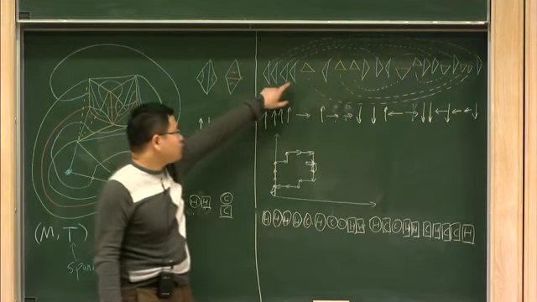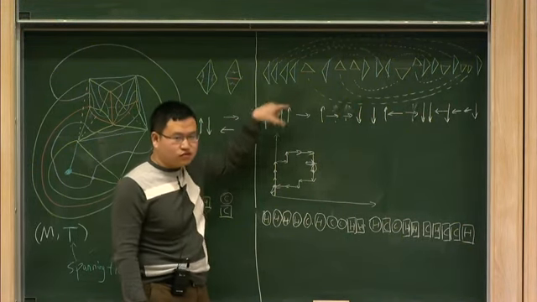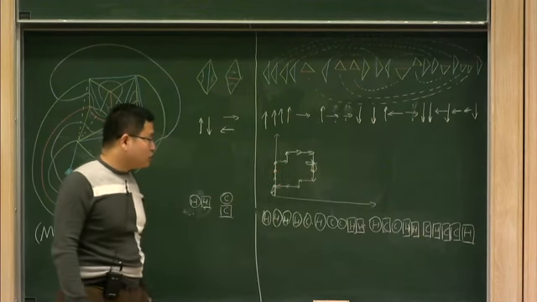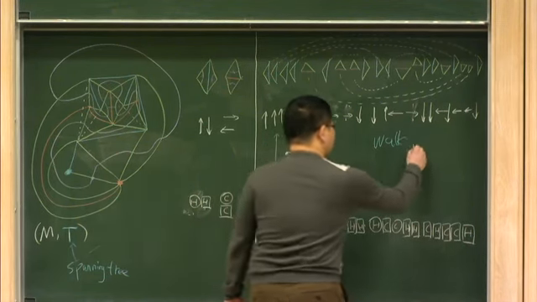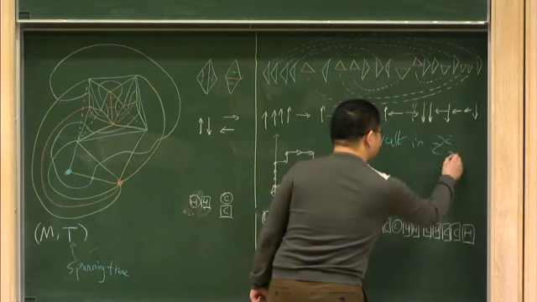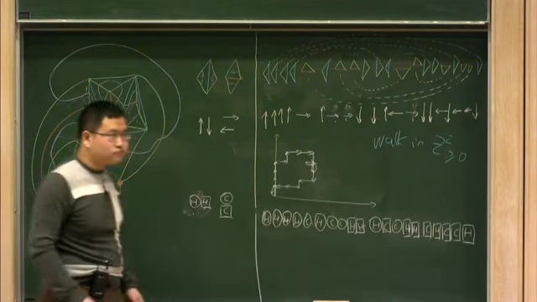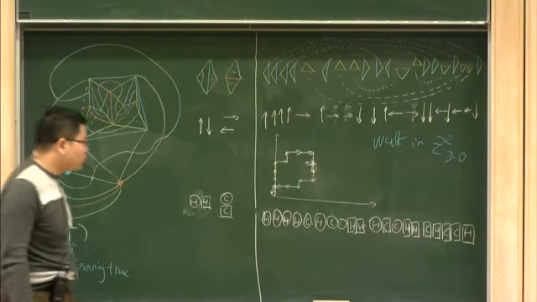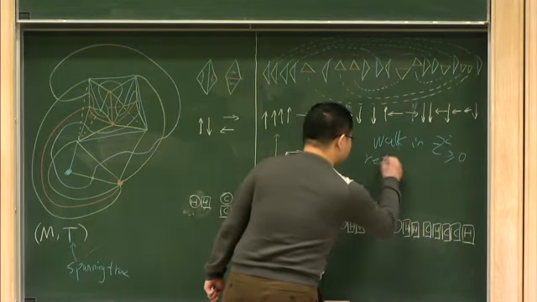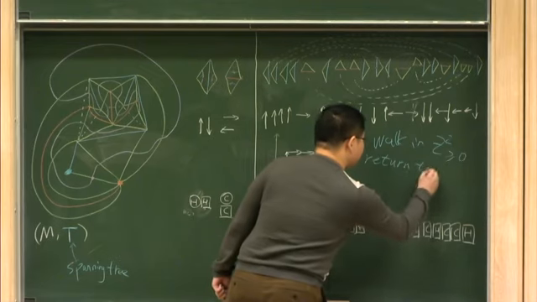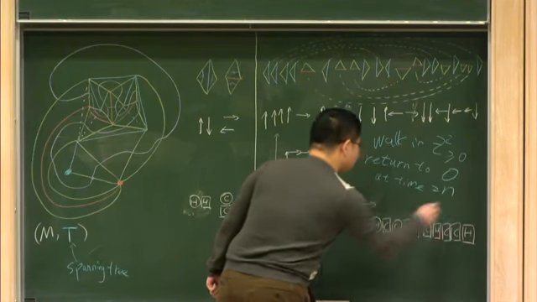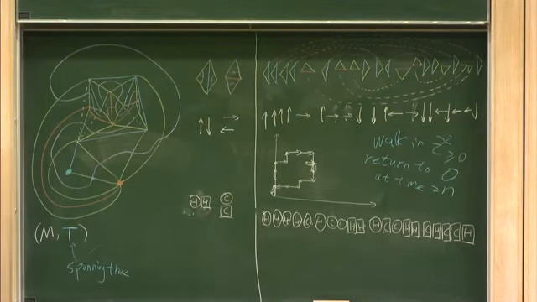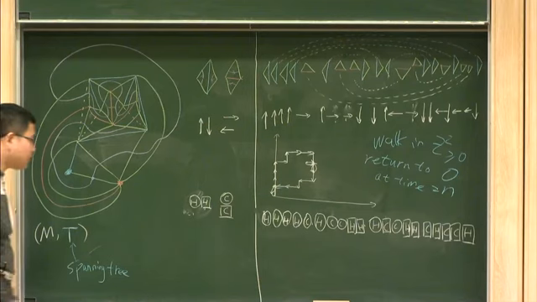And if you want to transfer this Kastelyn pattern into the language of walk, it's actually saying that this walk is in the first quadrant. And moreover, it returns to 0 at time 2n. So this is a walk of 2n steps and satisfies these 2 conditions.